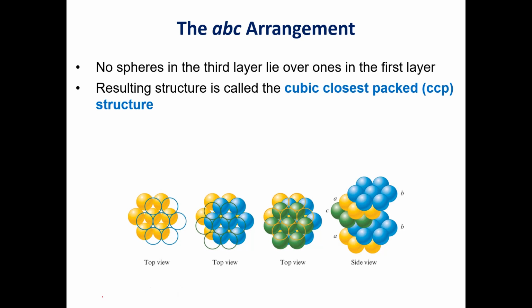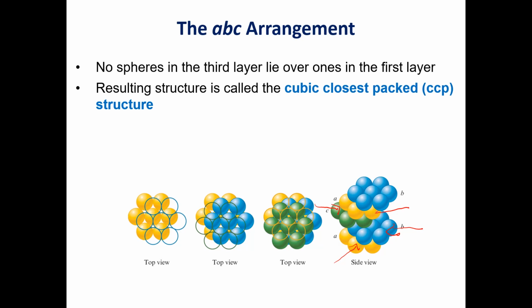In the ABC arrangement, the layers that are in the third layer do not lie directly over the ones in the first layer. We actually have to get several layers in before we get any that are directly over top of each other. So we have an A layer, and then we have a B layer that's slightly offset, and then we have a C layer.